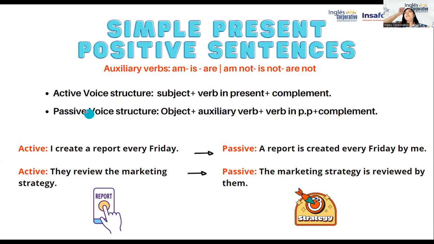If we want to interpret the idea in Spanish, it will be like this: active voice, yo creo un reporte cada viernes. And passive voice, un reporte es creado cada viernes por mí. They review the marketing strategy. Ellos revisan la estrategia de marketing. Passive voice, the marketing strategy es verificada, right? Revisada por ellos.